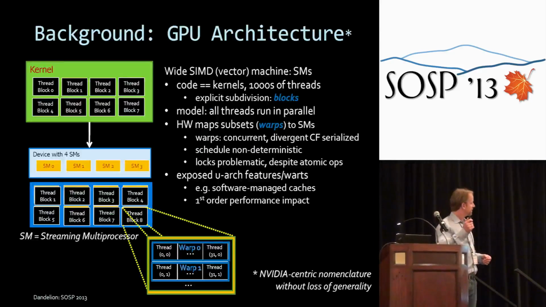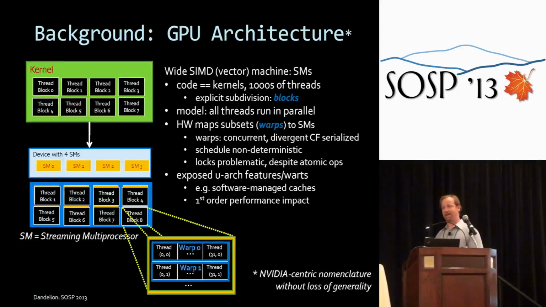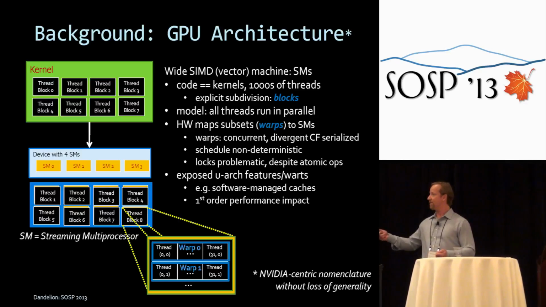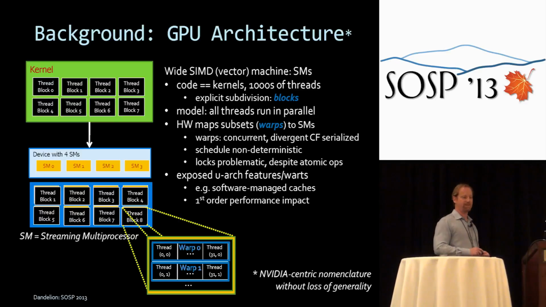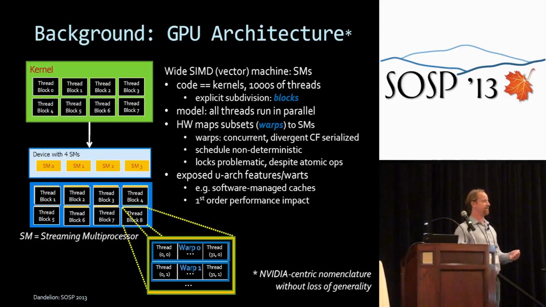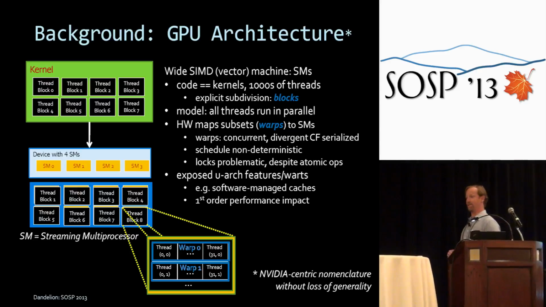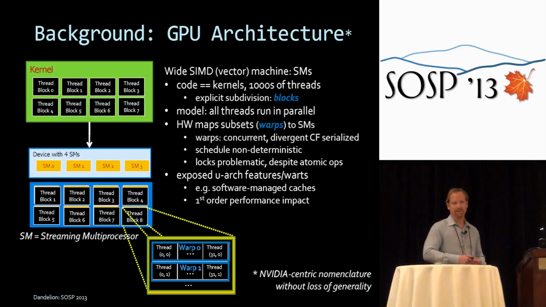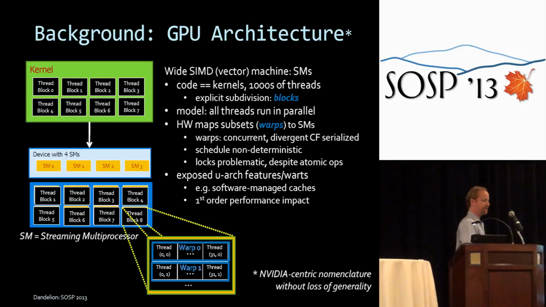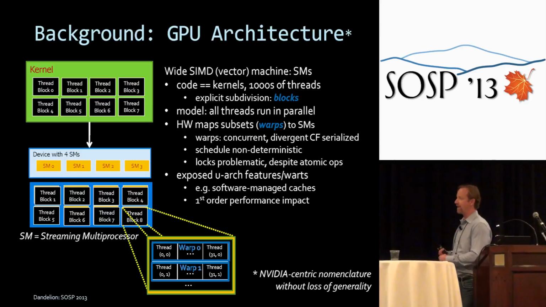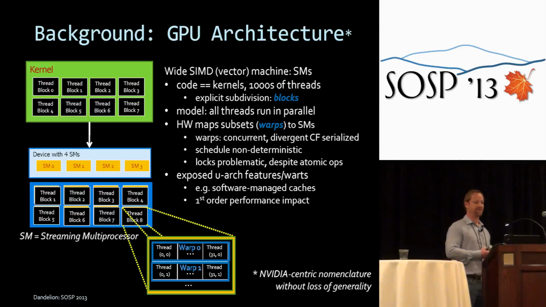So understanding it, though, requires, again, a little bit of background. With apologies to those who are super familiar with GPUs, for those who are not, you can think of it essentially as a very wide SIMD or vector machine, consisting of some number of SMs, or streaming multiprocessors, each of which in turn comprises some number of processing elements. So for example, the GPUs in our Dandelion cluster each have 13 SMs, each of which in turn has 192 cores.